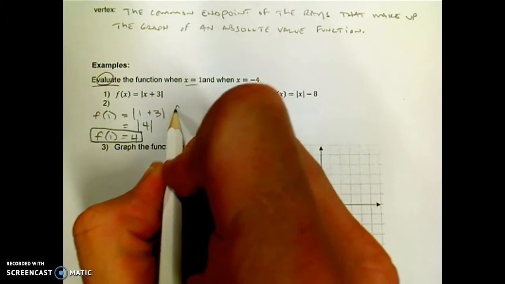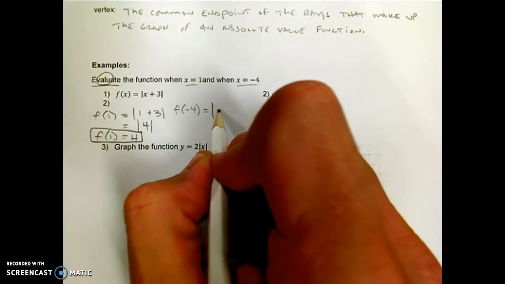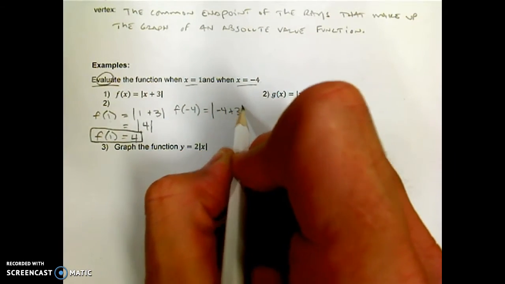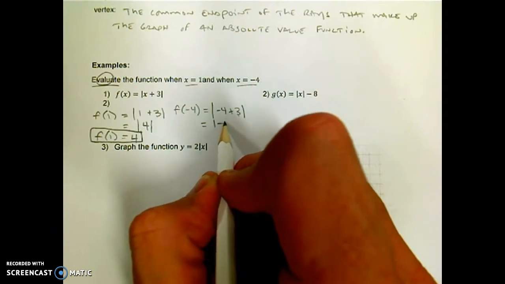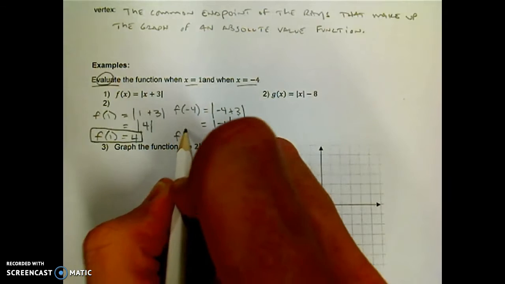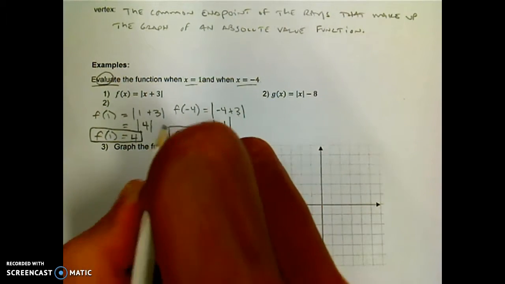Similarly, f of negative 4 equals absolute value of negative 4 plus 3. Negative 4 plus 3 gives negative 1. So f of negative 4 is equal to positive 1.